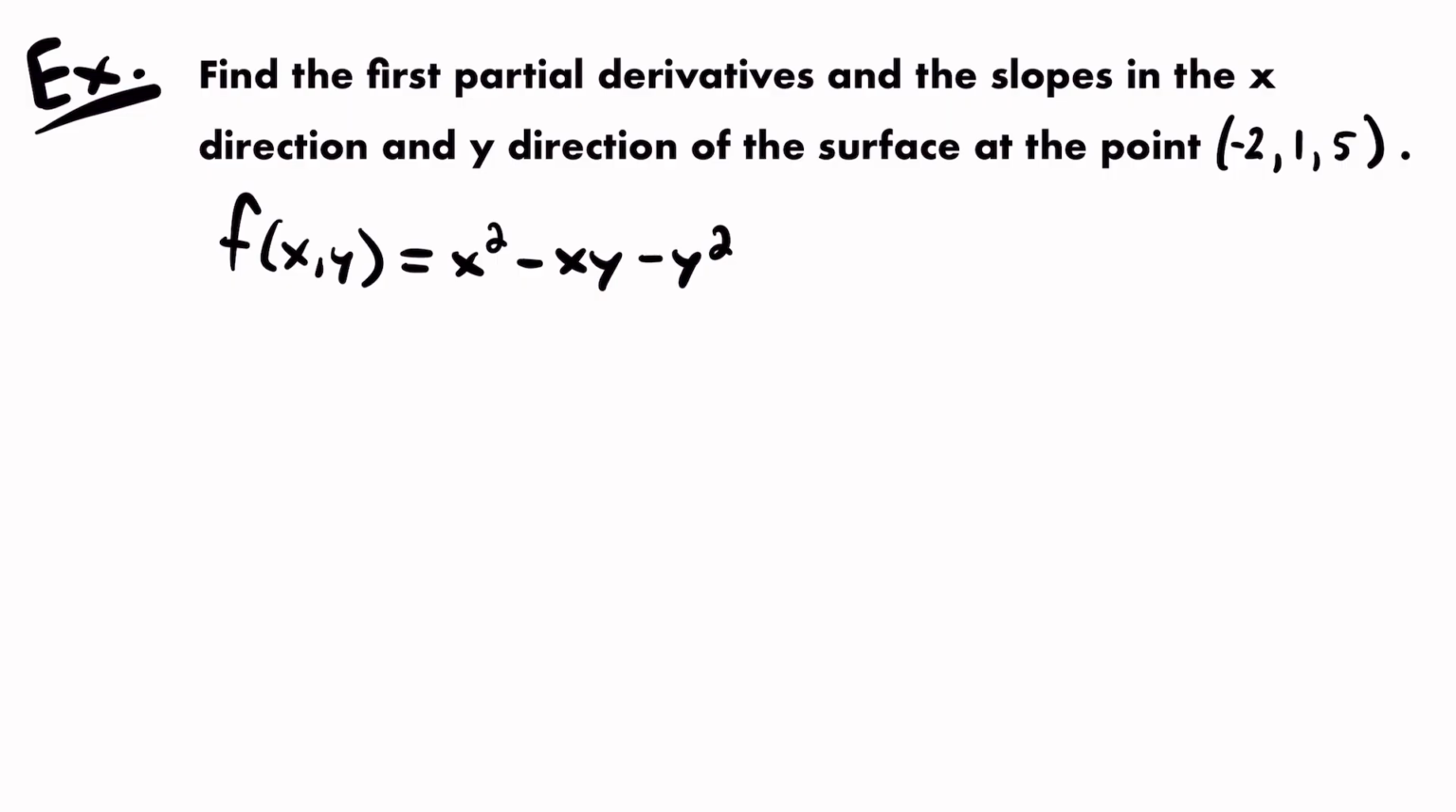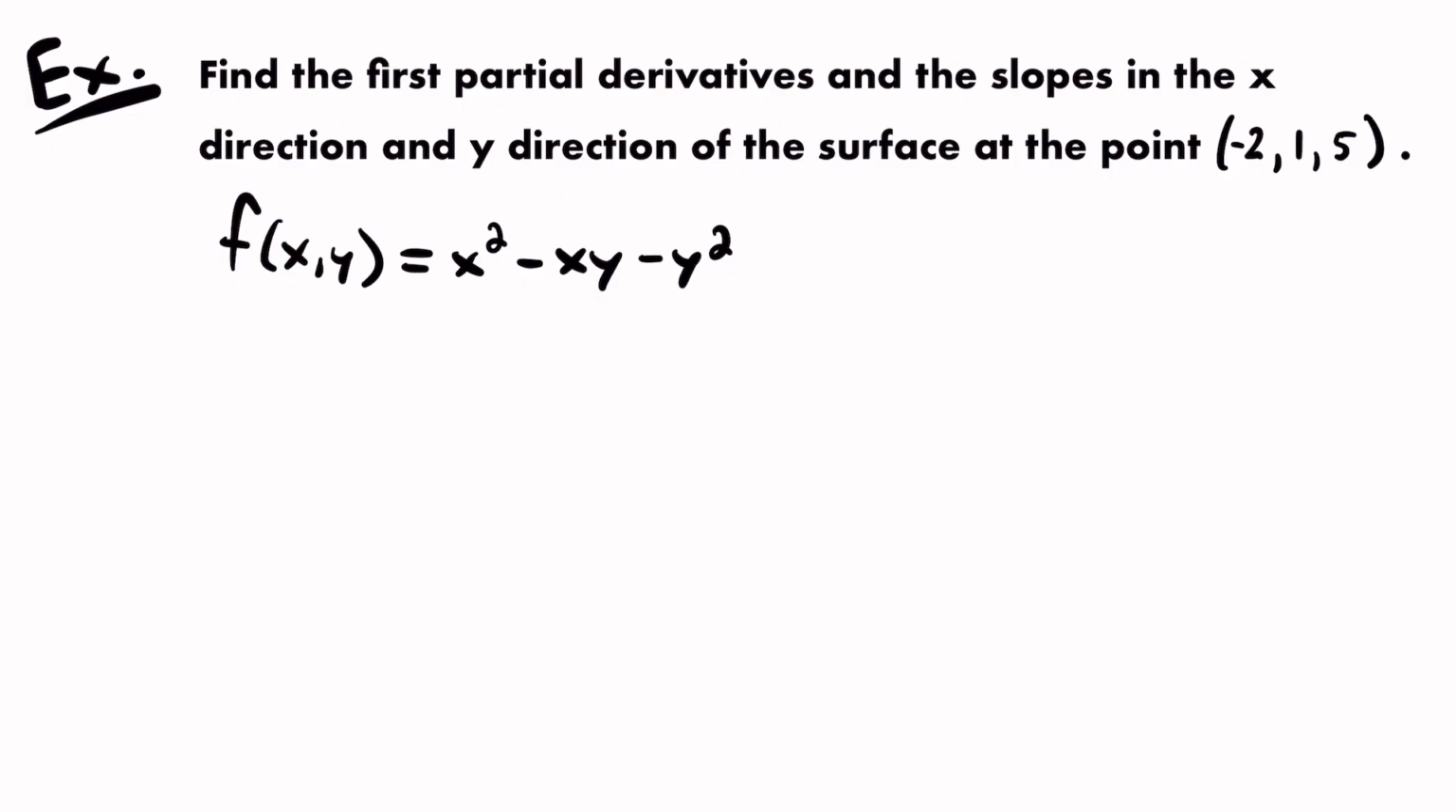Okay, so the first part of this problem is the same thing that we've done in our previous examples. We want to find the first partial derivatives, but then we're going to use them to find the slopes in the x and y direction for this surface at a particular point. All right, the partial derivative with respect to x will give you the slope in the x direction, and the partial derivative with respect to y will give you the slope in the y direction. So once we have those partial derivatives, we can plug in these x and y coordinates from this point into those partial derivatives and find the respective slopes.